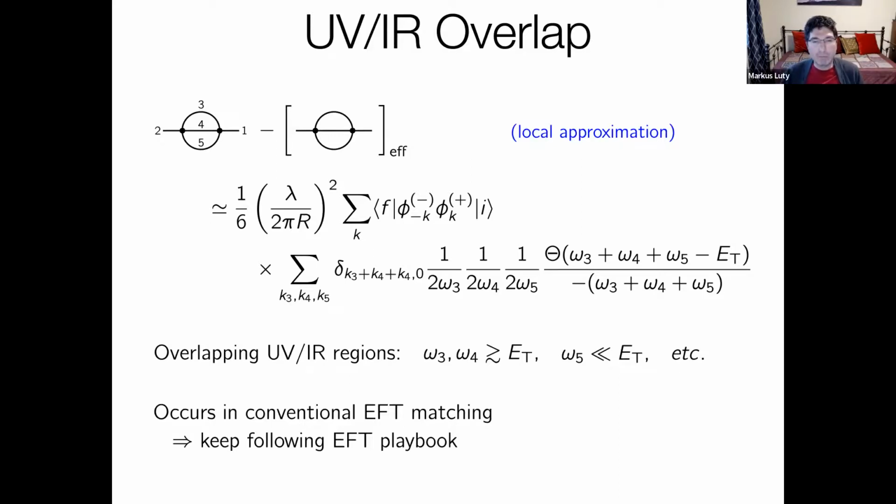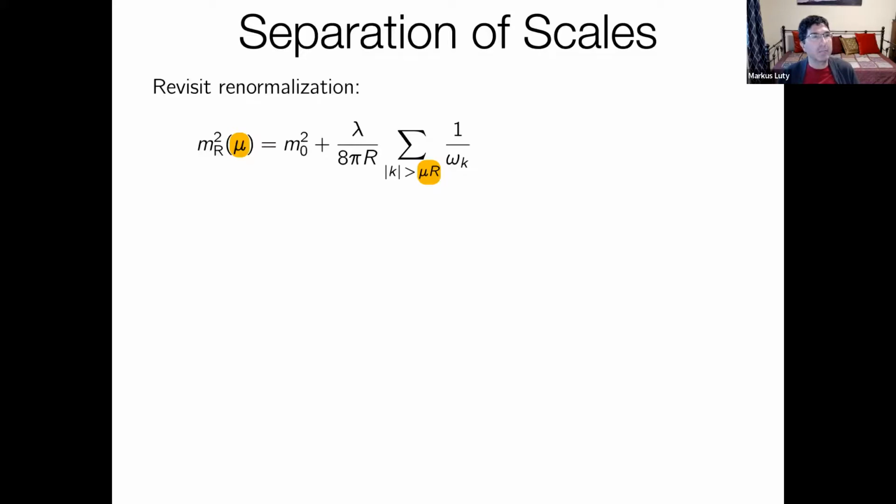Now there are some new ingredients here, okay? First thing is that we should revisit the renormalization of this theory. It was trivial, we did it by normal ordering, okay? But when we follow the EFT playbook, one of the things that we learn is that we should have a floating renormalization scale, mu, and we should renormalize when we match, okay?